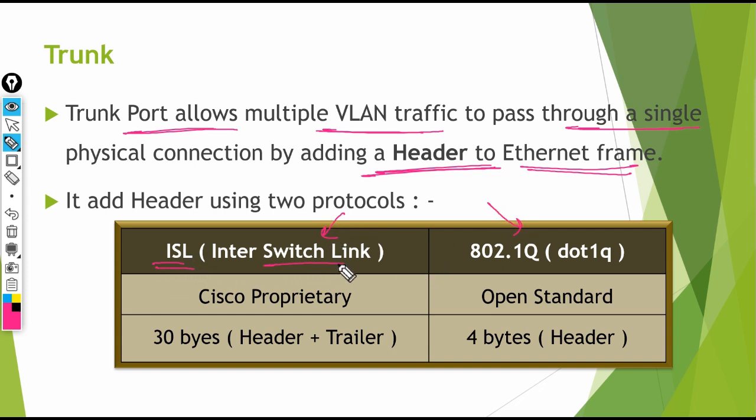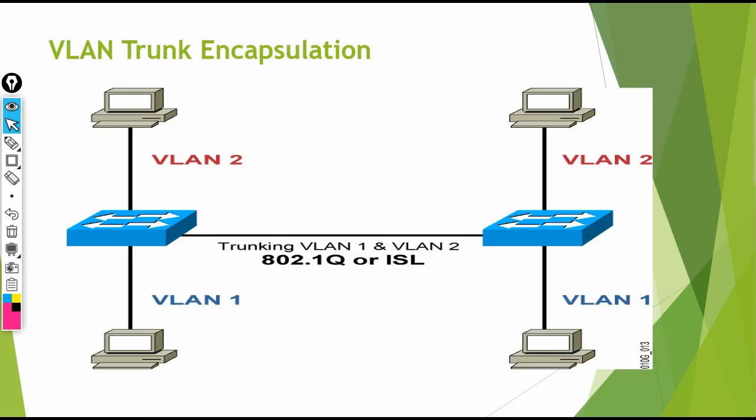ISL stands for Inter-Switch Link, which was developed by Cisco, and it uses 30 bytes of information to add the extra header and trailer between the switches. And .1Q is an open standard, which is supported in any of the devices, and just 4 bytes of information get added. Even in Cisco devices, Cisco recommends that you make use of .1Q only. ISL is not in use. So make sure .1Q is the default protocol even in Cisco devices as well.